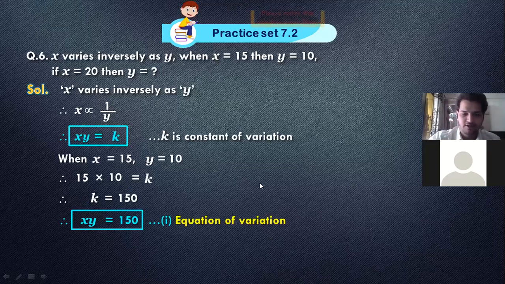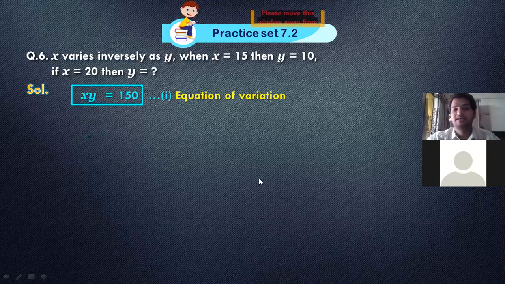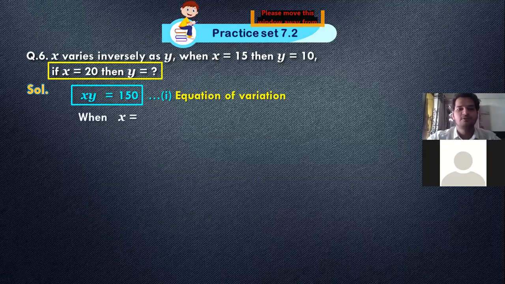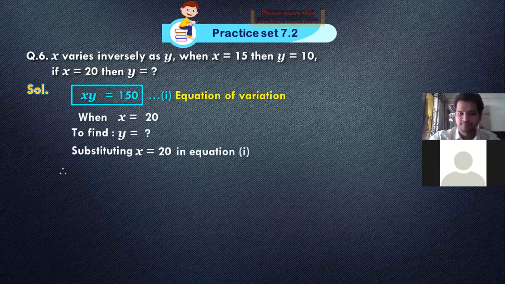Alright students? So let us get the value of y when x is 20. It's the opposite, sir. Okay, alright, very good, everyone is attentive. That means the value of x is 20 and we have to find out the value of y, right? So let us find that. We will use the equation of variation where we will substitute 20 in place of x, y will be as it is, equals 150.